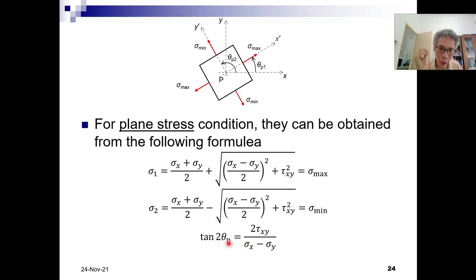And there are two angles actually. The two theta p values are separated by 180 degrees or pi radians, okay? And because two theta p is separated by 180 degrees, the difference between the principal angles, theta p, is of course 90 degrees. One is the maximum, the other is the minimum. Okay, so they are perpendicular to each other.